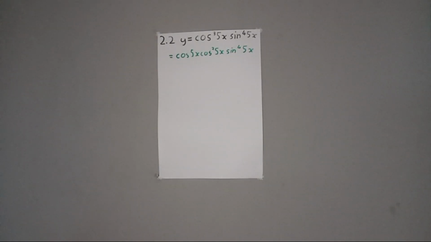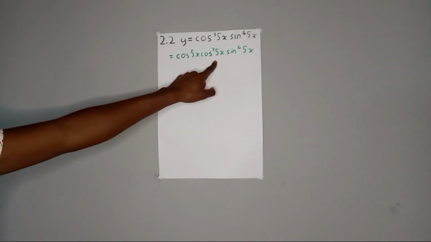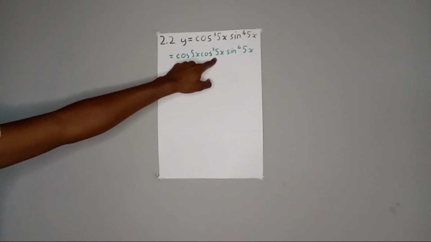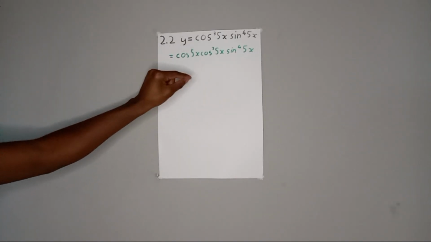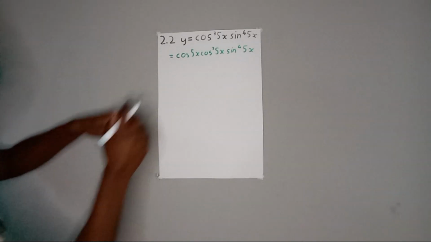Now what's the next step? Use the identity for the cos squared 5x. After getting the squared there, use the identity, which is going to be 1 minus sine squared 5x. Let's do that.